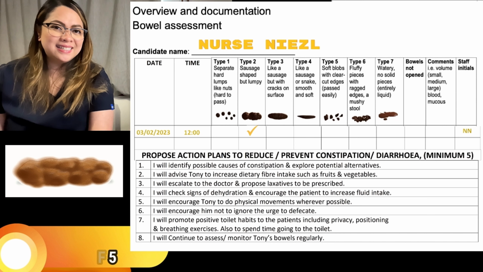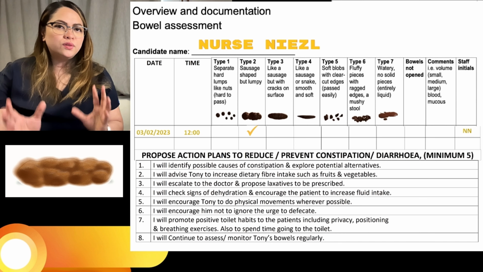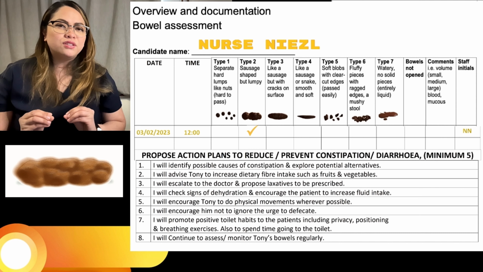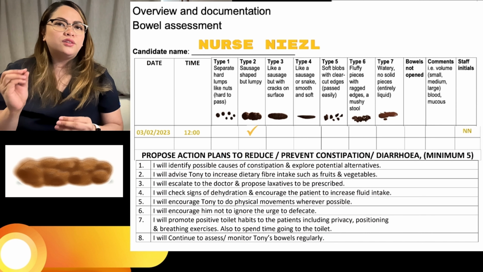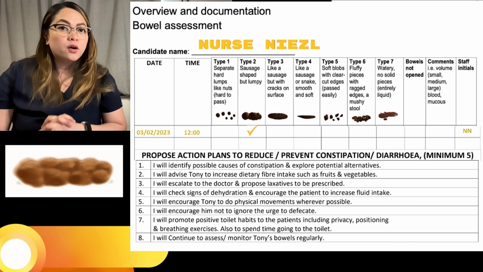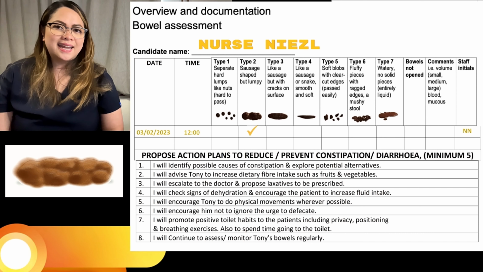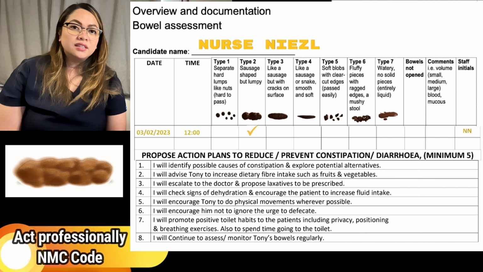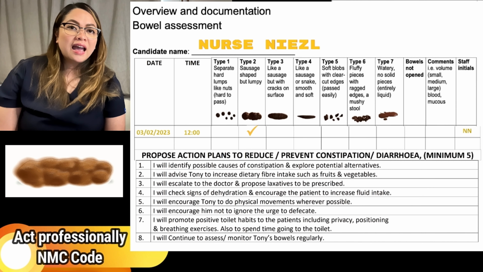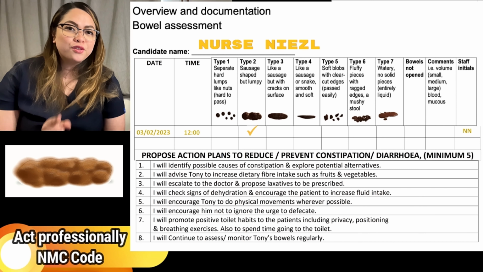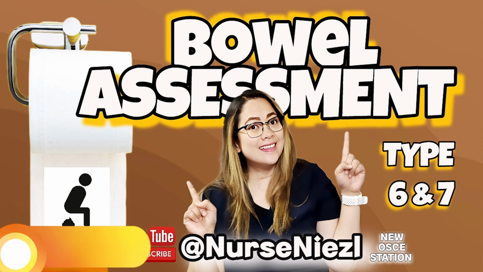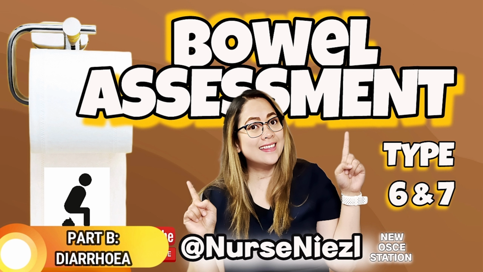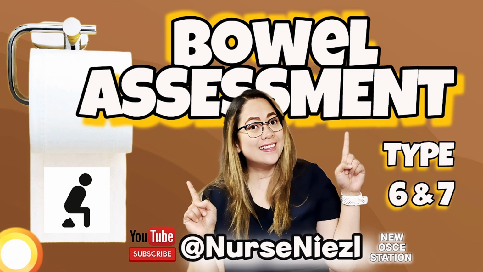See how easy that is. If you know the keywords, you don't need to memorize all those things. All you have to do is memorize or know the keywords, and then you can put them into mnemonics at the same time, like what we did today. Oh yeah, there's another marking criteria: you have to act professionally all throughout this procedure. Part B of the bowel assessment is the diarrhea scenario. You can head on to the next video after this.